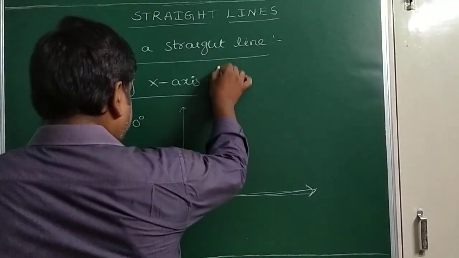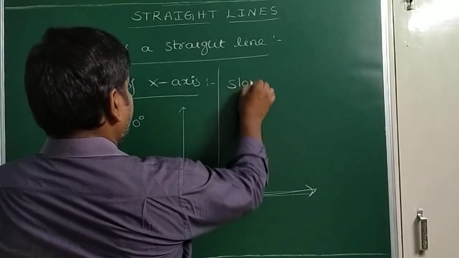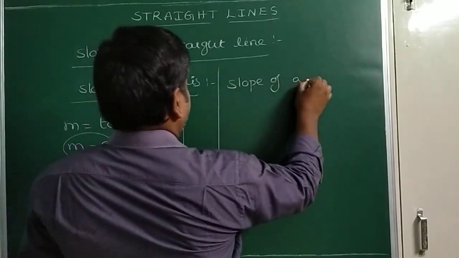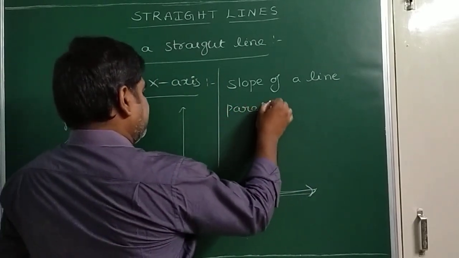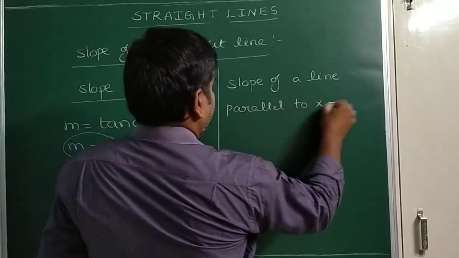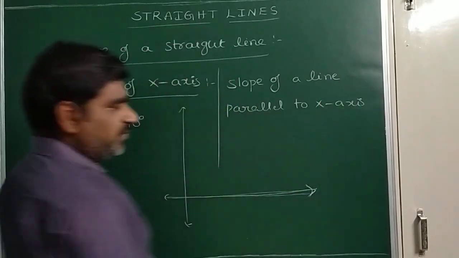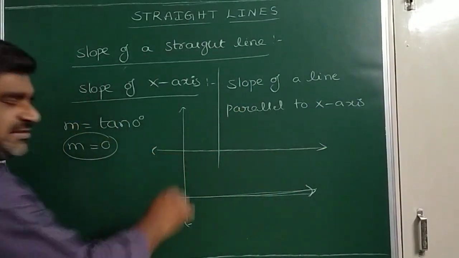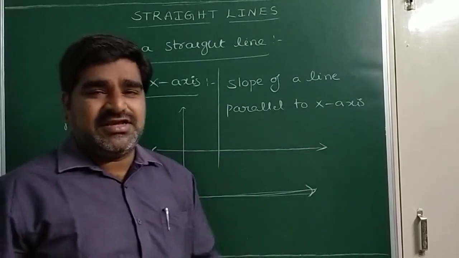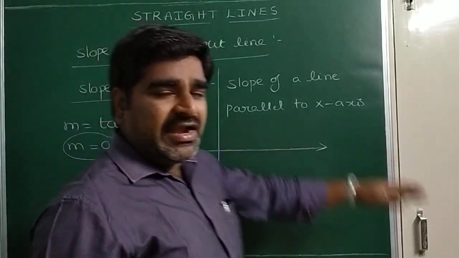Now, slope of a line parallel to x-axis. Suppose a straight line is like this. Is it a line parallel to x-axis? Yes, it is a line parallel to x-axis.